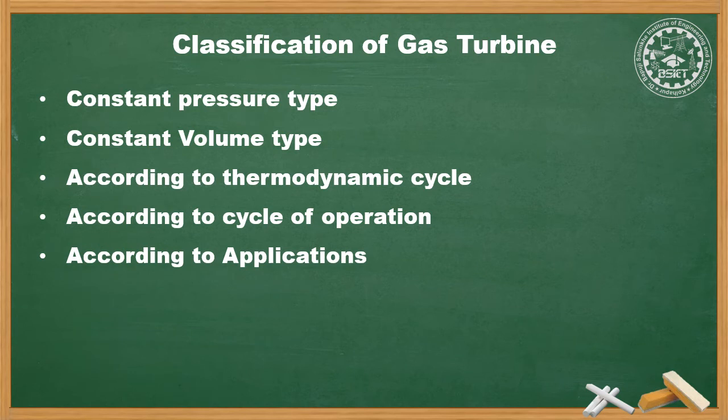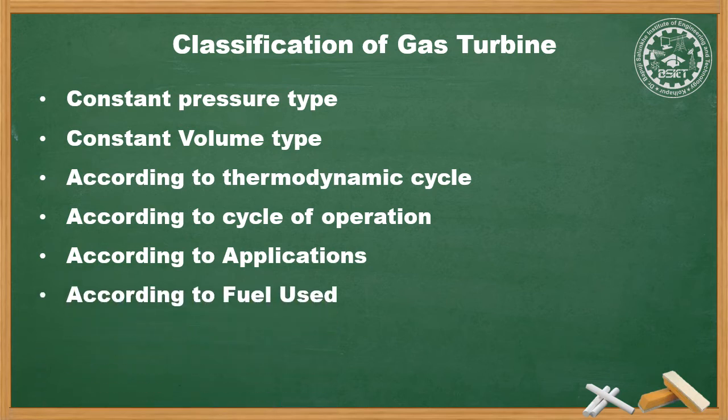Fifth is according to the application, that is where the gas turbine is applied. The first is ship propulsion. Gas turbines are used in marine engines for propelling ships. Second, industrial applications such as crude oil pumping and refining processes. Third, aircraft engines. The engines in aircraft also work on gas turbines. And fourth, turbojet and turbopropeller engines.